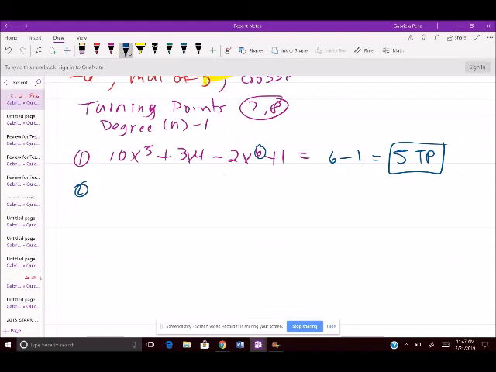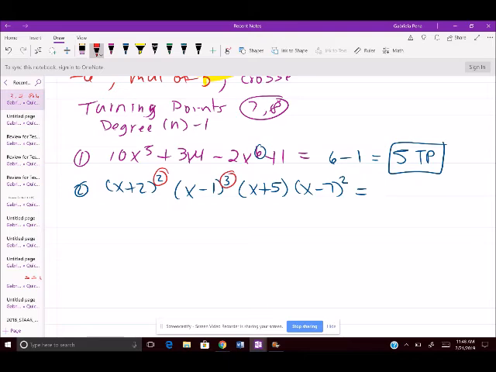But if you get a problem that looks like this, x plus 2 squared, x minus 1 to the 3rd, x plus 5, and let's do one more, x minus 7 squared also. Now, do you really need to multiply 100 times to figure out what your leading exponent is going to be? No, all you had to do was add 2 plus 3. What number is here? 1 plus 2. So 2 plus 3 plus 1 plus 2 is?